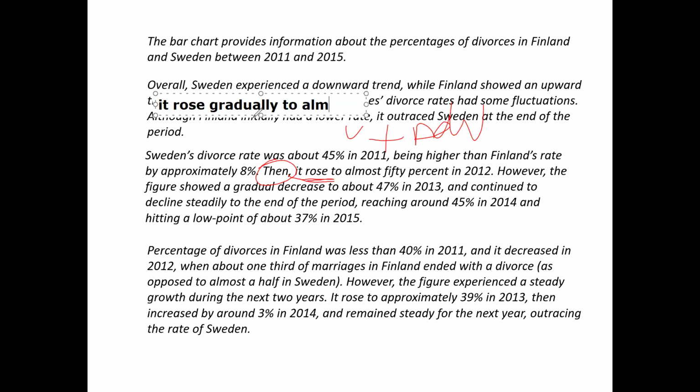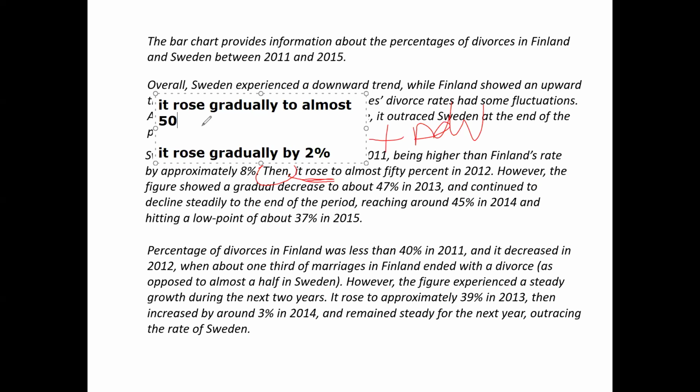To almost 50? But before that was 48, right? Can I write like this? It rose gradually. Now, if I want to write the difference between 48 and 50, what's the difference? 2 is the difference. 2% is the difference. So can I say, then I will write 2 or by? By 2%. Now I hear by almost 2%, by almost 50%.